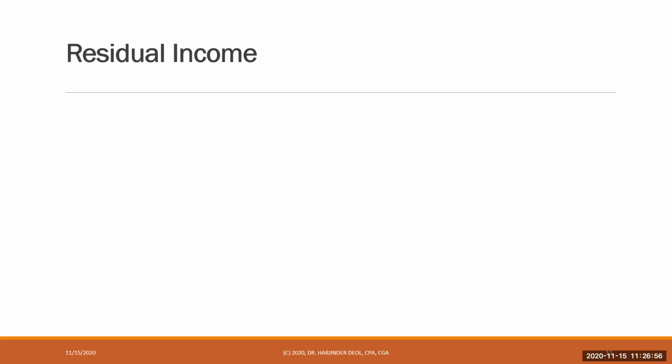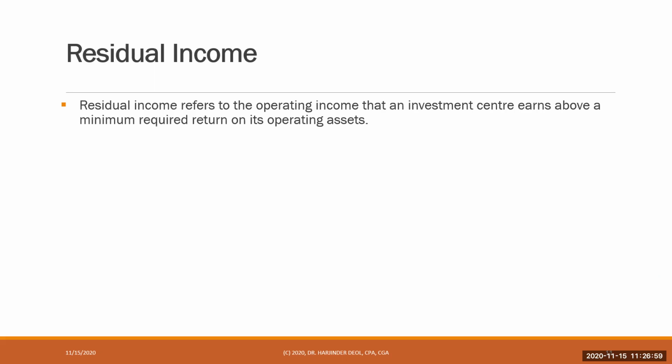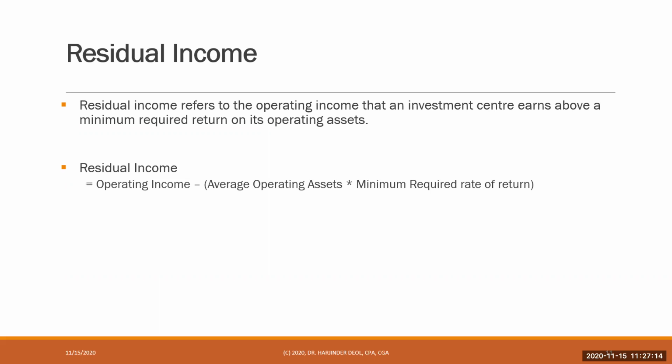Next up, a look at residual income. So residual income is the operating income that an investment center earns over and above a minimum required return on its operating assets. So the calculation is you take the operating income and subtract from the operating income the average operating assets multiplied by a minimum required rate of return percentage. So that percentage is established by the company's management, its board of directors.